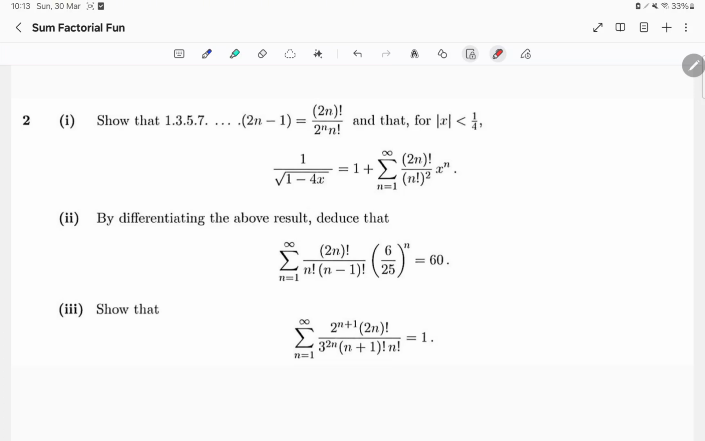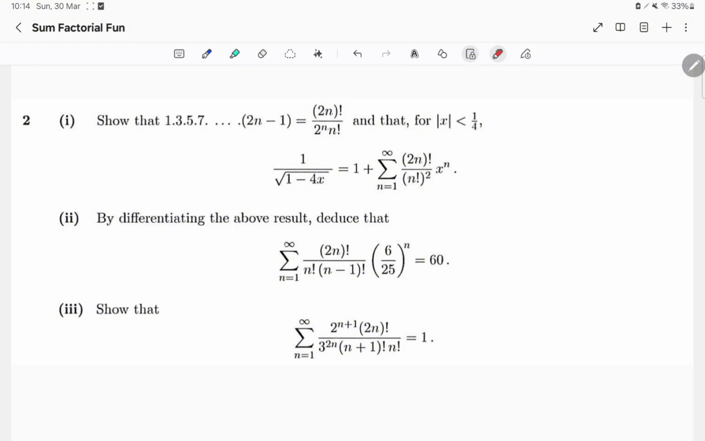Show that 1 times 3 times 5 times 7 all the way to 2n minus 1 is equal to the factorial of 2n over 2 to the n multiplied by n factorial, and that for the modulus of x less than 1/4, 1 over the square root of 1 take away 4x is equal to 1 plus the sum from n equals 1 to infinity of the factorial of 2n over the factorial of n squared multiplied by x to the n.